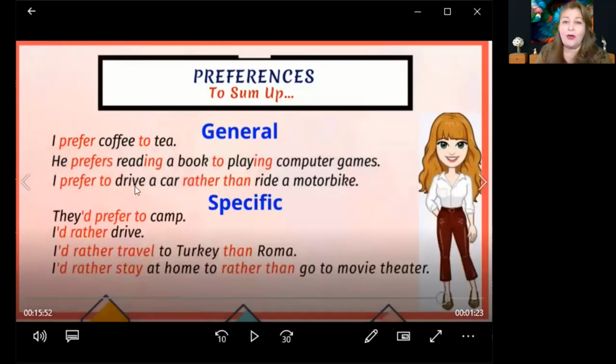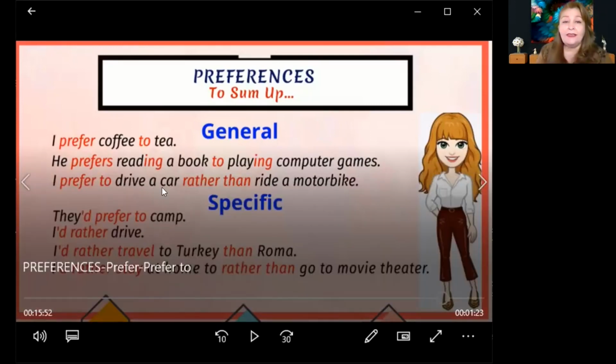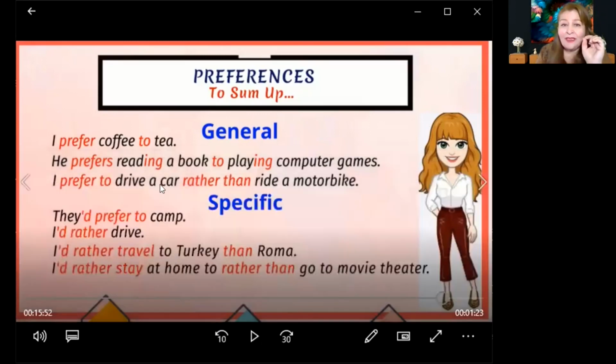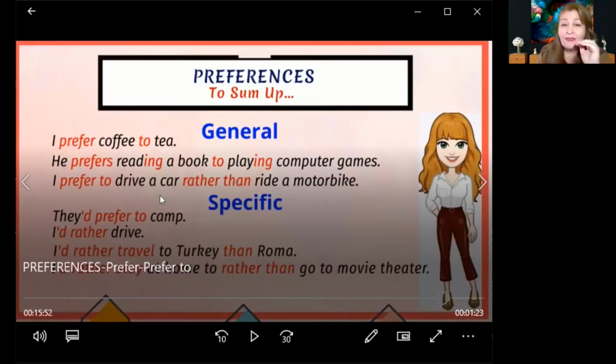Okay. And the third one, when we use rather than, I prefer to drive a car rather than ride a motorbike, we do not use the ing form. Be careful. These structures are different. We use prefer and gerund form, and then to, and then another gerund form of the verb. And with rather than, we say, I prefer to drive a car rather than ride a bike. Here we have the basic forms of the verbs.